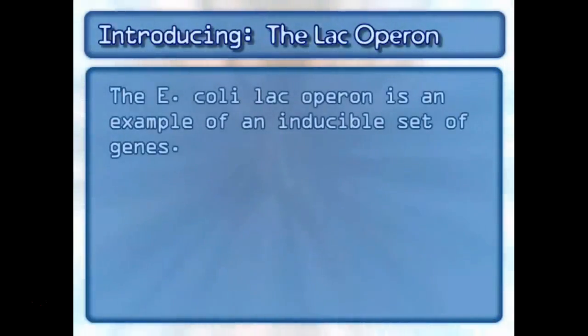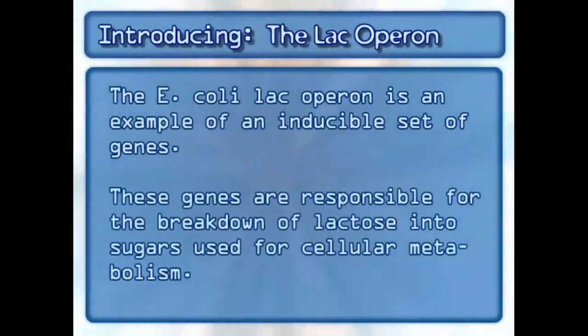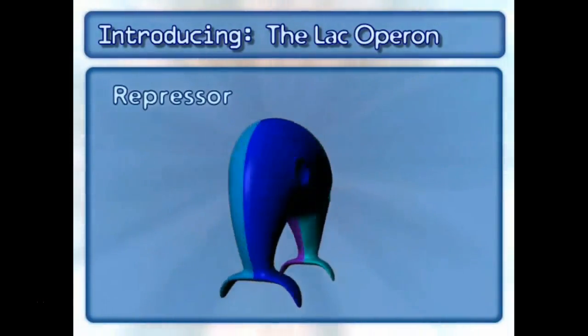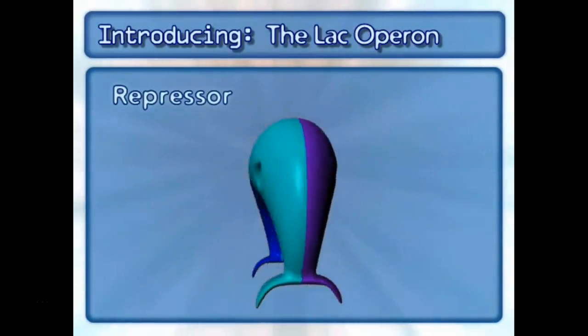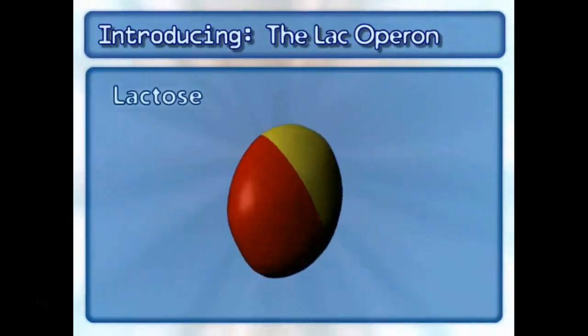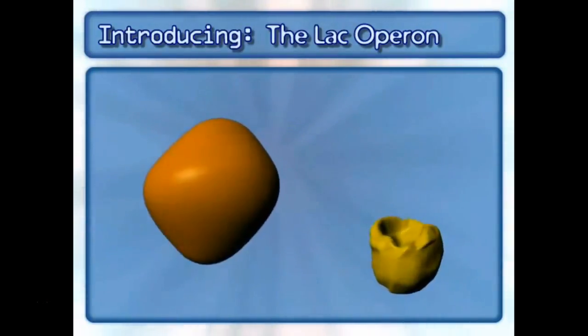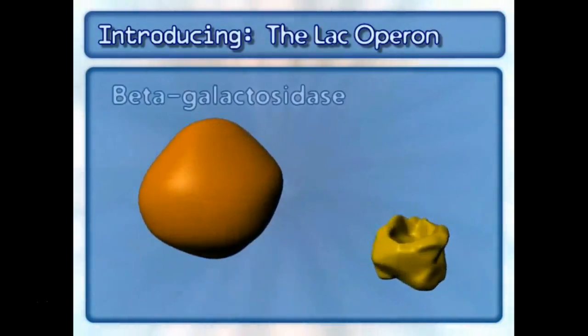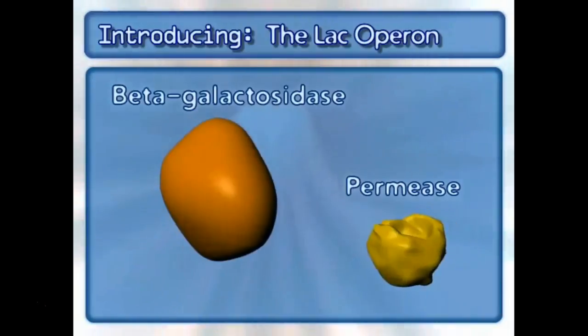The E. coli Lac Operon is an example of an inducible set of genes. These genes are responsible for the breakdown of lactose into sugars used for cellular metabolism. This inducible system also involves bacterial DNA, a repressor, mRNA, and the sugar molecule lactose. This animation will only focus on 2 of the 3 proteins encoded by the Lac Operon: beta-galactosidase and permease.